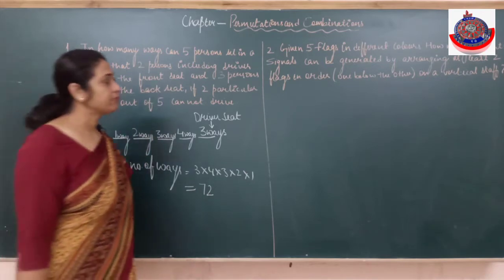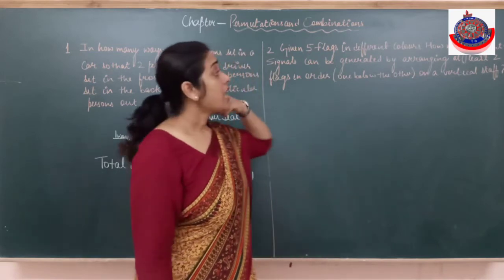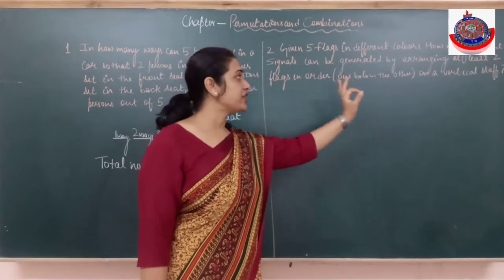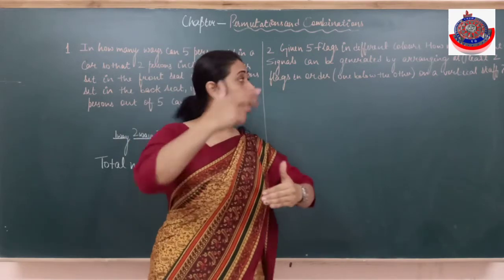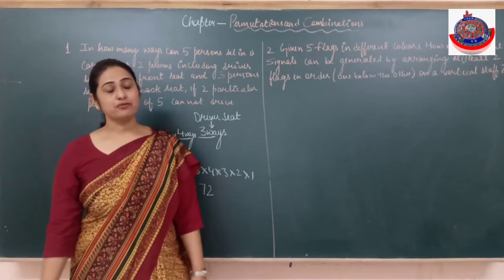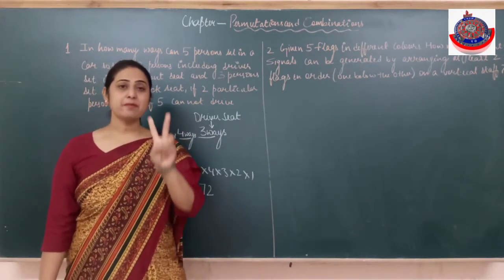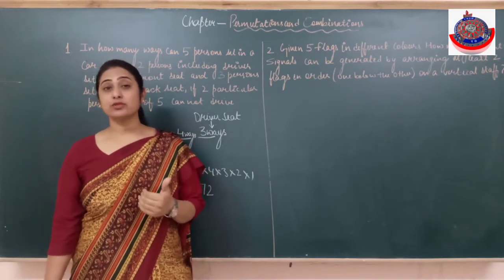Coming to the next one. Given 5 flags in different colors, how many different signals can be generated by arranging at least 2 flags in order, one below the other, on a vertical staff? Earlier we did the same kind of question, where a signal had to be generated using only 2 flags. Now it says at least 2. What does at least mean?